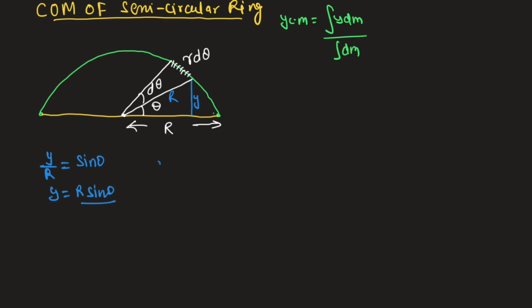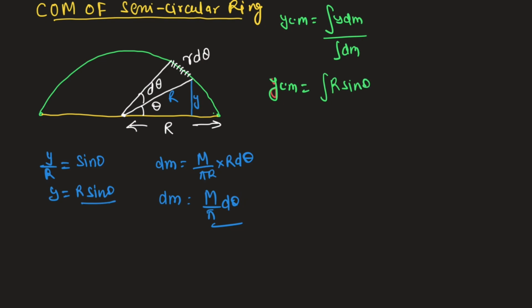Alright. What will be dm? dm is equal to m divided by pi r into r d theta. It means dm will be equal to m by pi into d theta. We just need to substitute these two values and we can find the center of mass of this ring. So ycm is equal to integration y, whose value will be r sin theta, and in place of dm I will write m by pi into d theta. And here, integration of dm, I will write m by pi into d theta.